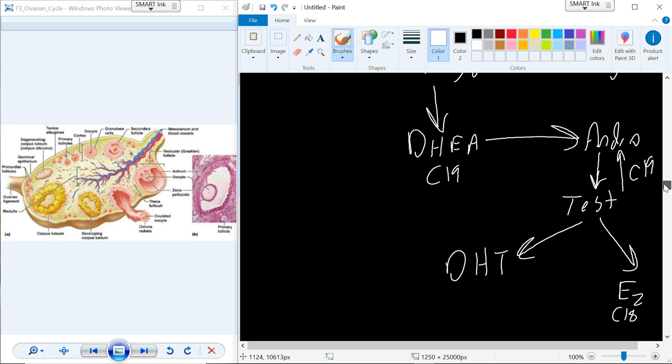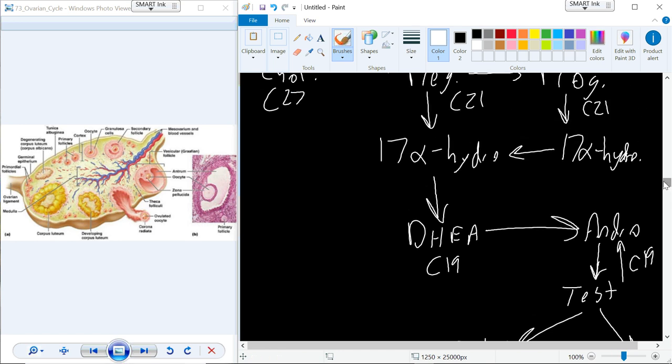So basically, even though I've drawn this like it's all contiguous, you have some of this happening in the thecal cells, right? The androstenedione to testosterone, and then testosterone moves over to the granulosa cells, where it's exposed to aromatase and is produced into estrogen, so beta estradiol. So that's kind of the two-cell theory.